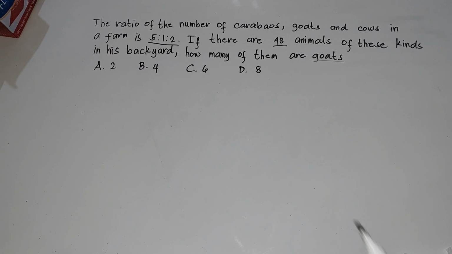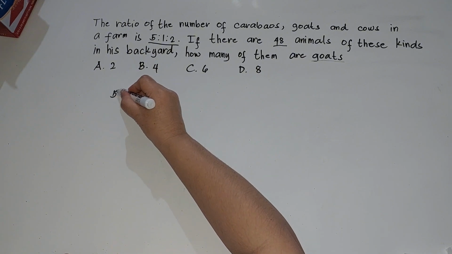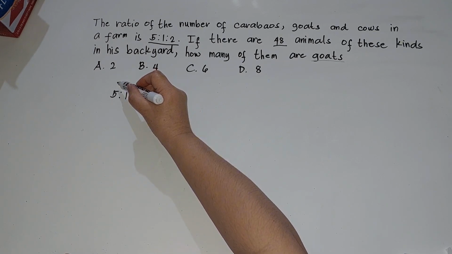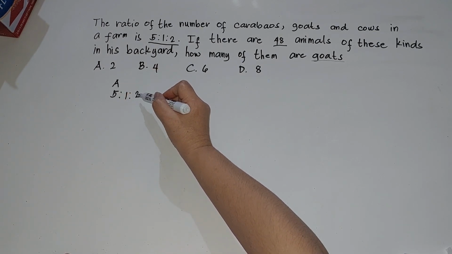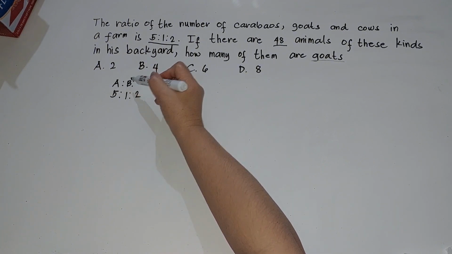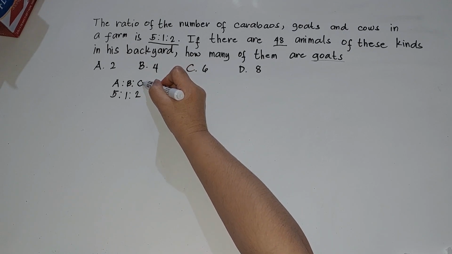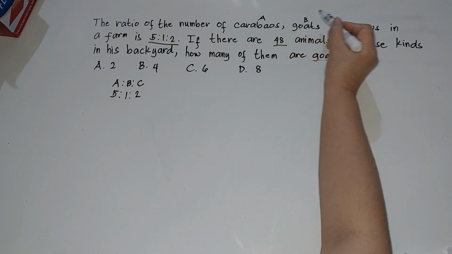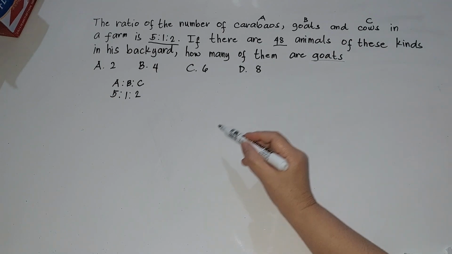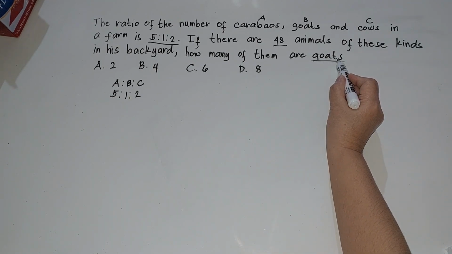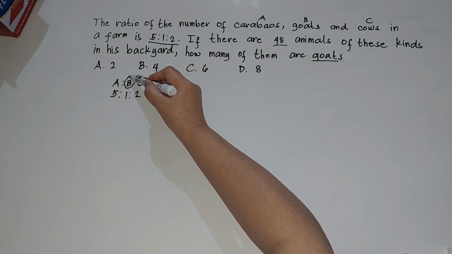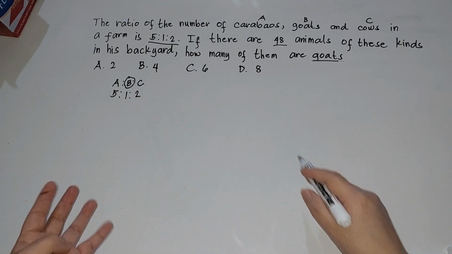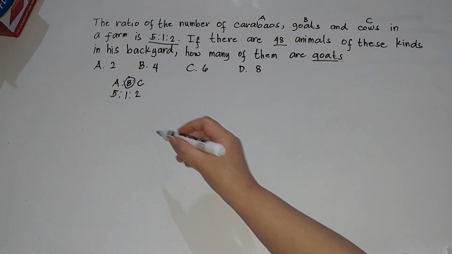Okay, so how do we solve this? 5:1:2. Let's say carabao is A, and then goat is B, and cows is C. This is A, B, and C. Since we are solving for the number of goats, which is B, we will equate A is to B and C to B. So we will attack this problem by two equations, two unknowns.